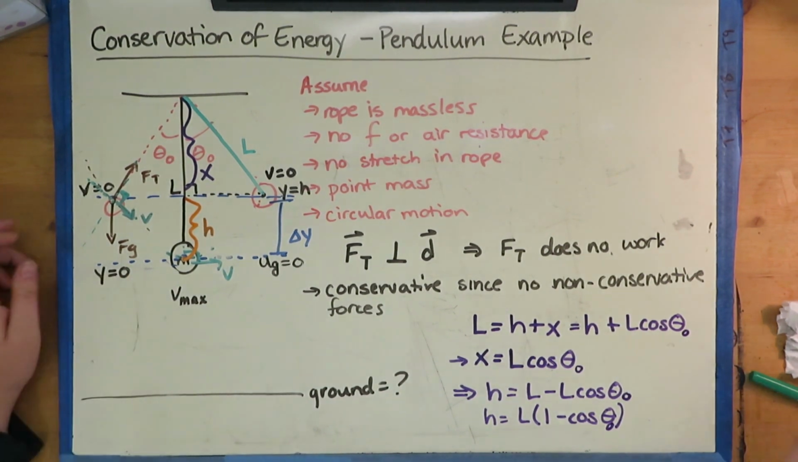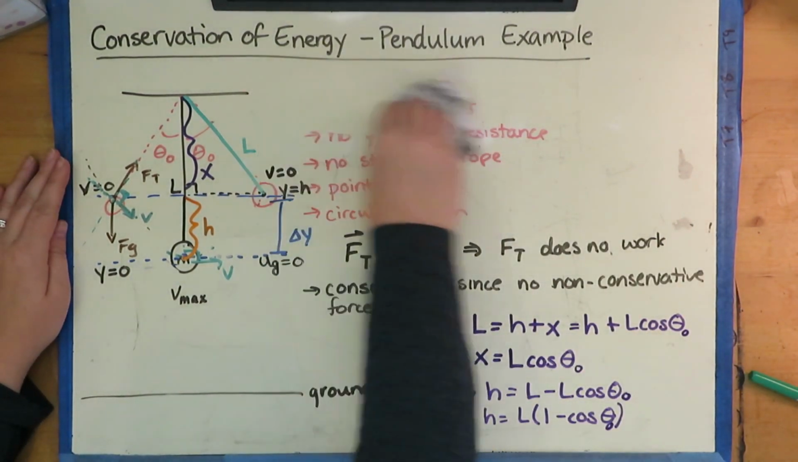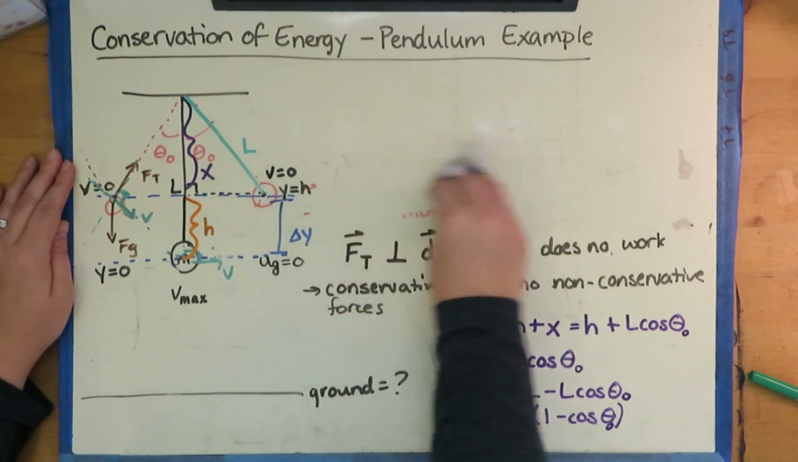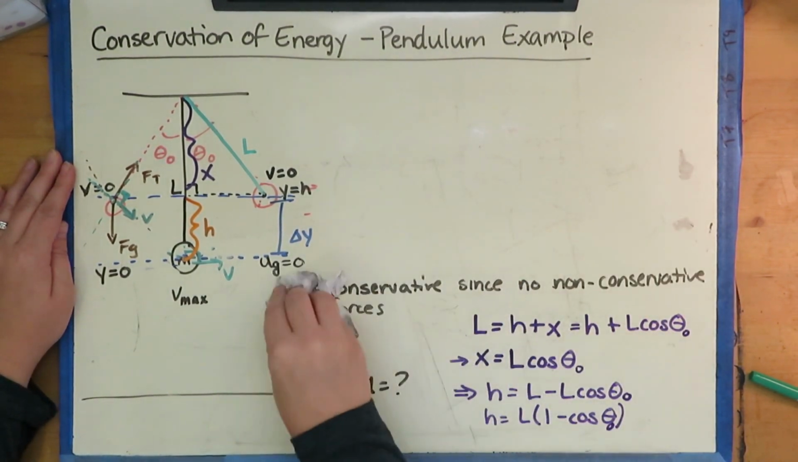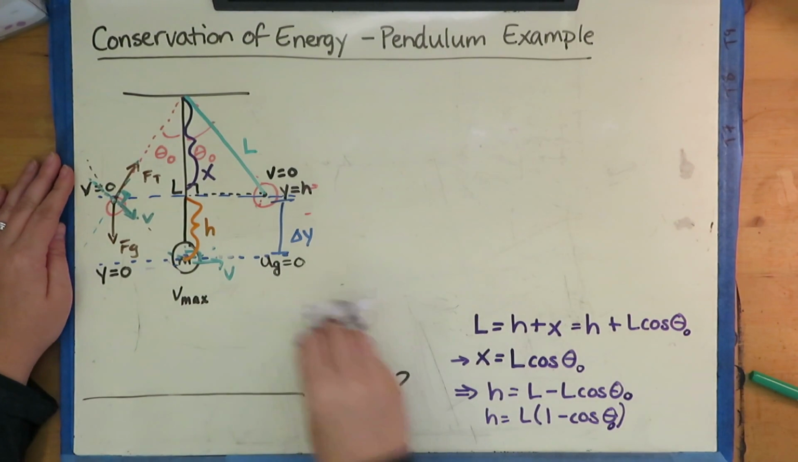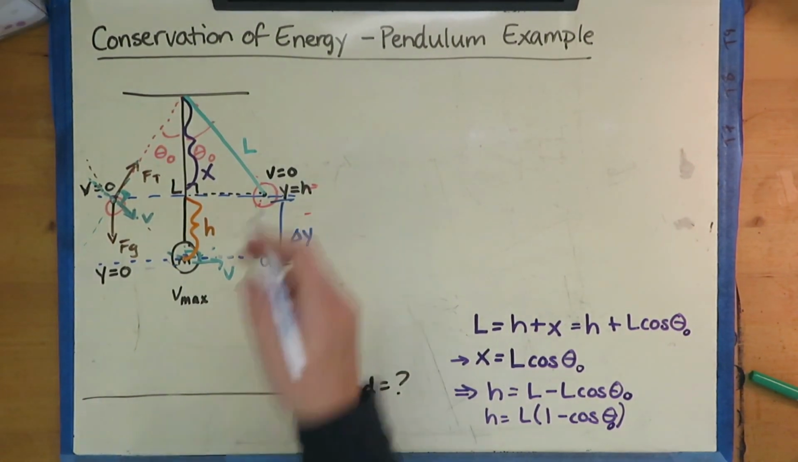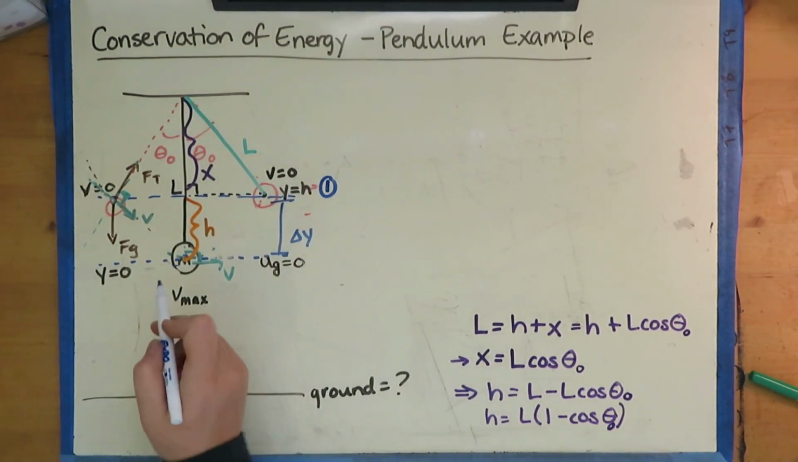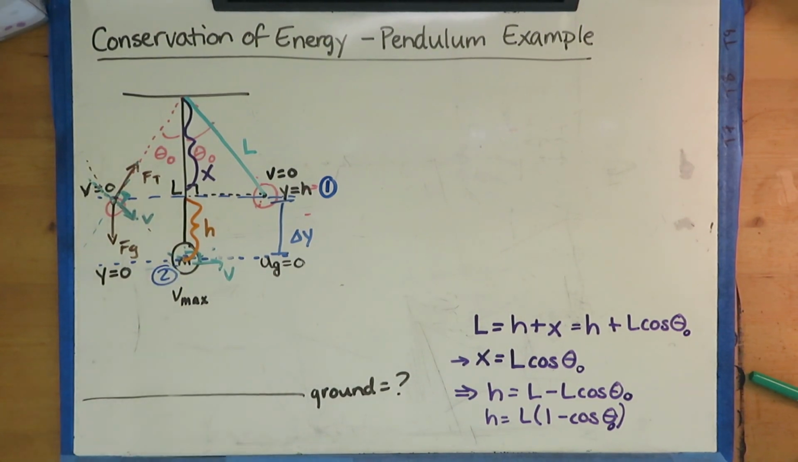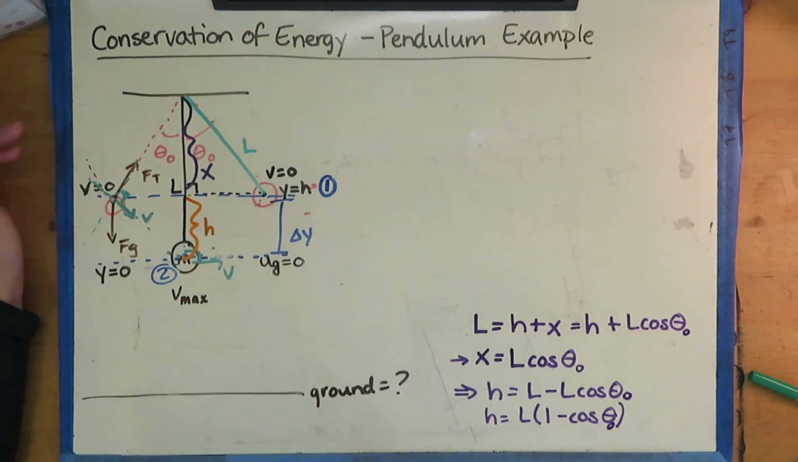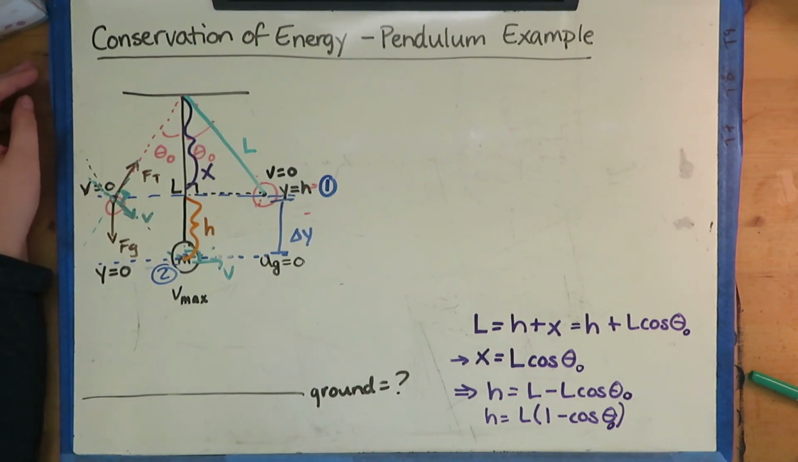So let's say I wanted to find the speed at the bottom. Well, since I have conservation of energy, I can apply that to the situation. So I would define position 1 to be the starting position and position 2 to be this lowest point if I wanted to find the speed at the bottom. I could also do this at any other point in the motion and compare it to other points too. But a lot of times we're interested in that maximum speed.